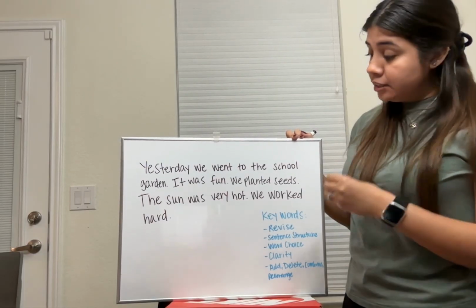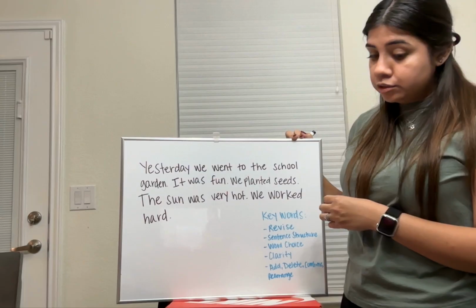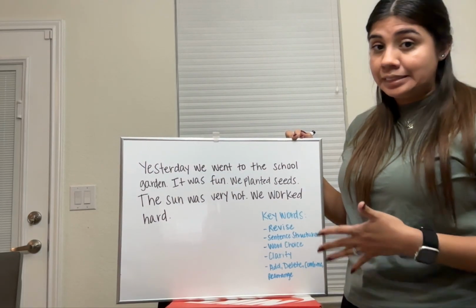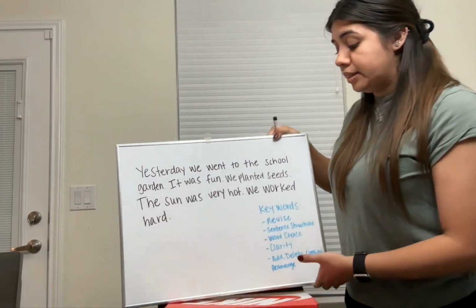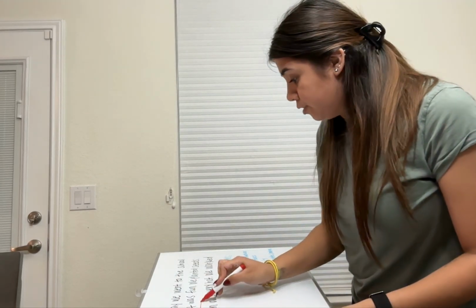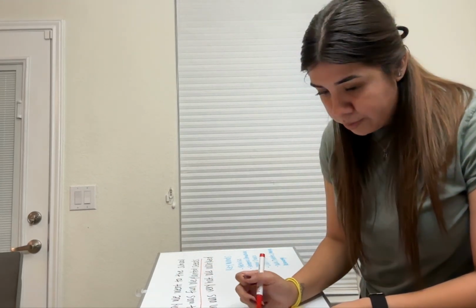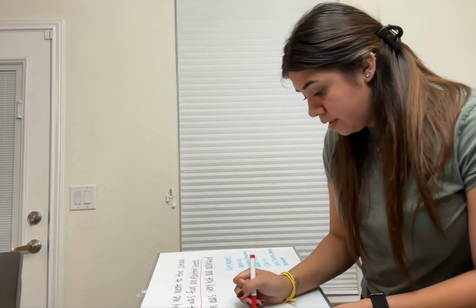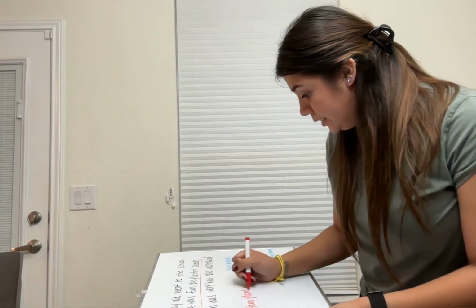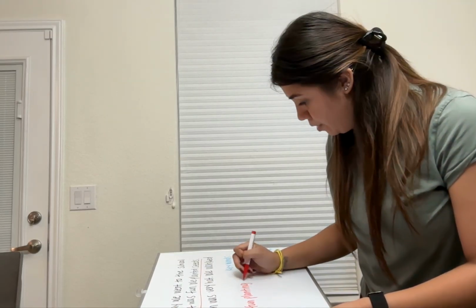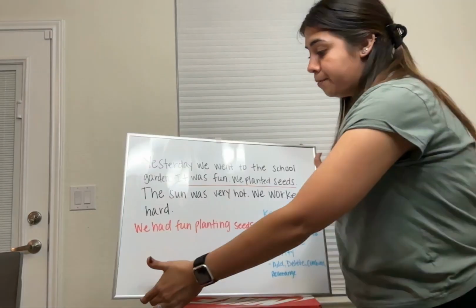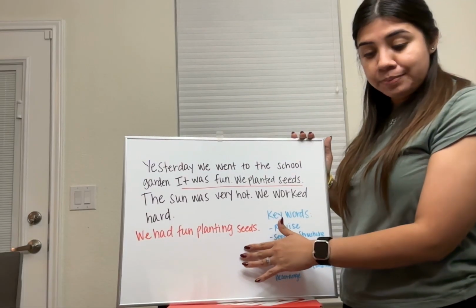So we're going to combine these two sentences and make the paragraph smoother by turning them into: we had fun planting seeds, right? So let's go ahead and write that on here so that we can add that we put those two together to make a better sentence. So I'm going to underline here that we combined, and we're going to put: we had fun planting seeds. And that already sounds so much better. Okay, so we're going to add that up here. Our new sentence down here: we had fun planting seeds.